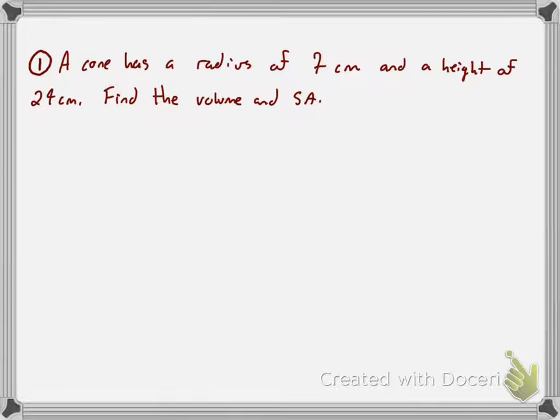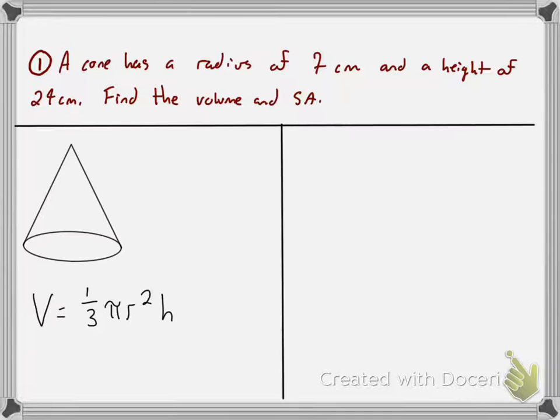So in the first example problem, a cone has a radius of 7 centimeters and a height of 24 centimeters. I want to find the volume and the surface area. So again, first let's start with my volume. My volume is 1/3 pi r squared times h. I'm plugging in the stuff that I know. For my volume, I need the radius and I need the height, and they're both given to me. So all I have to do here is plug stuff in.